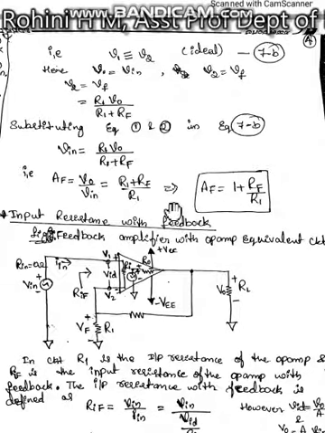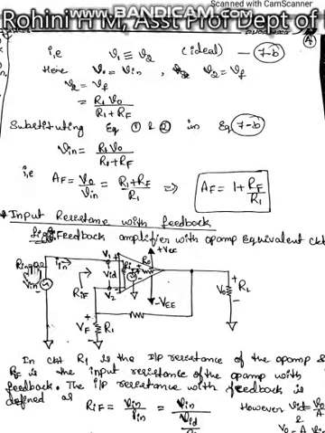Okay, so the input resistance with feedback, that is the next topic. So remember, what is the gain of the non-inverting op amp? The gain of the non-inverting op amp, that is the closed loop gain of the non-inverting op amp, is given by 1 plus Rf by R1. For the input resistance with feedback, this is the amplifier circuit.